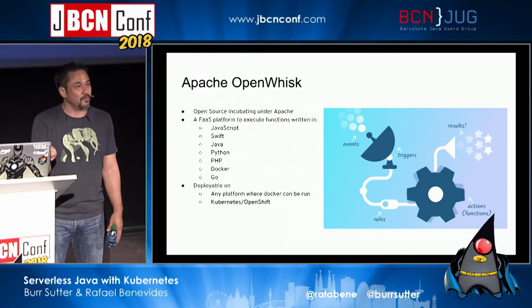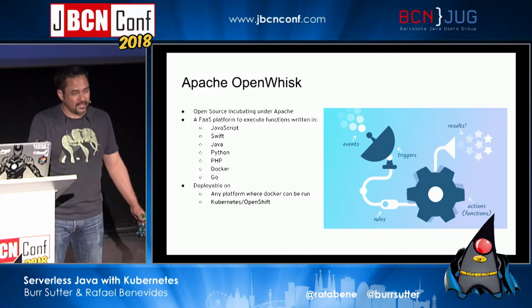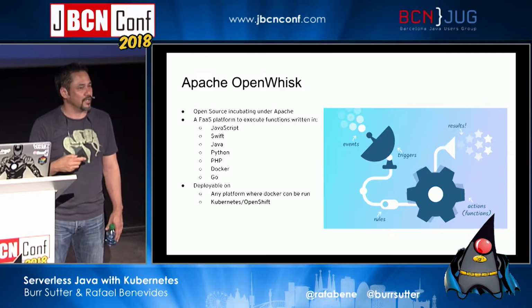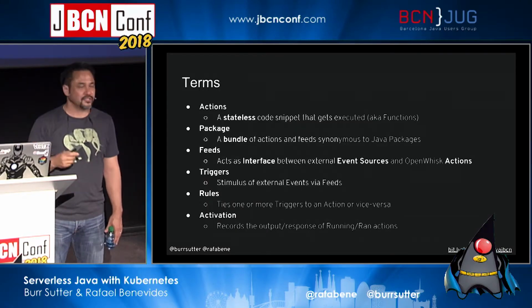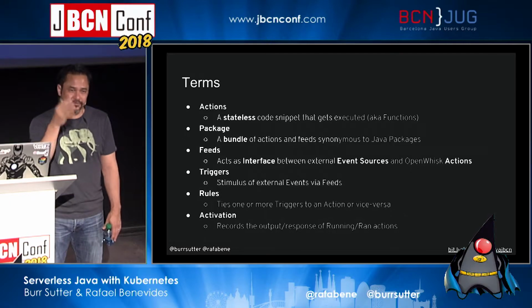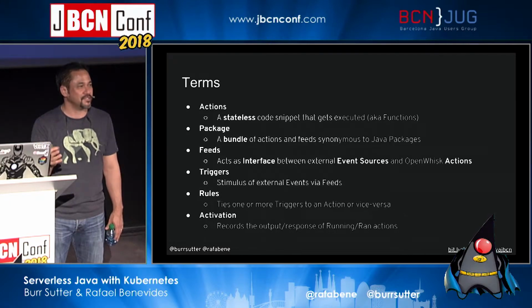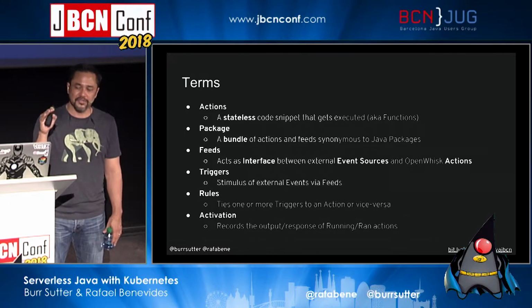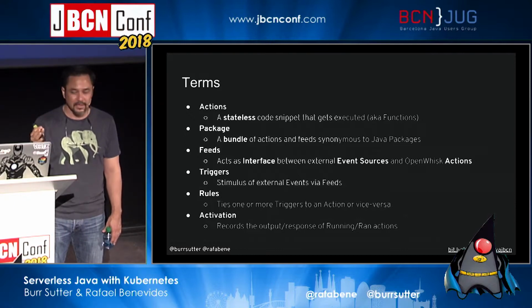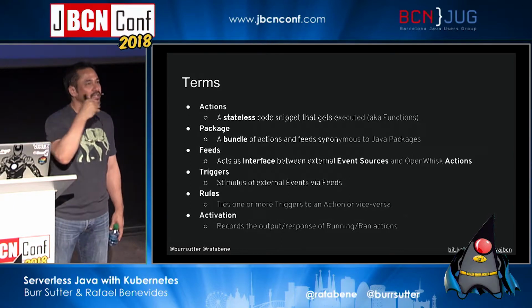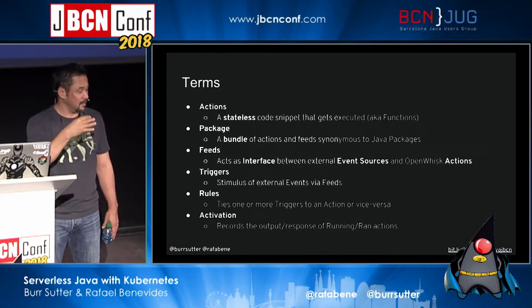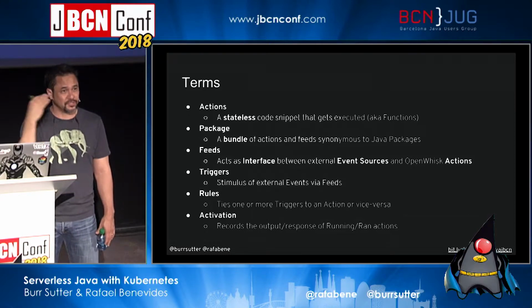And it's deployable anywhere you can pretty much run this set of capabilities, and we run it on Kubernetes or OpenShift ourselves. These are the terms you saw earlier. The concept of function is called an action in the case of OpenWhisk. But you'll also see some other things, like the package, which is a bundle, and then feeds. Feeds represent the input to the system, the integration from, let's say, different event sources into the system.